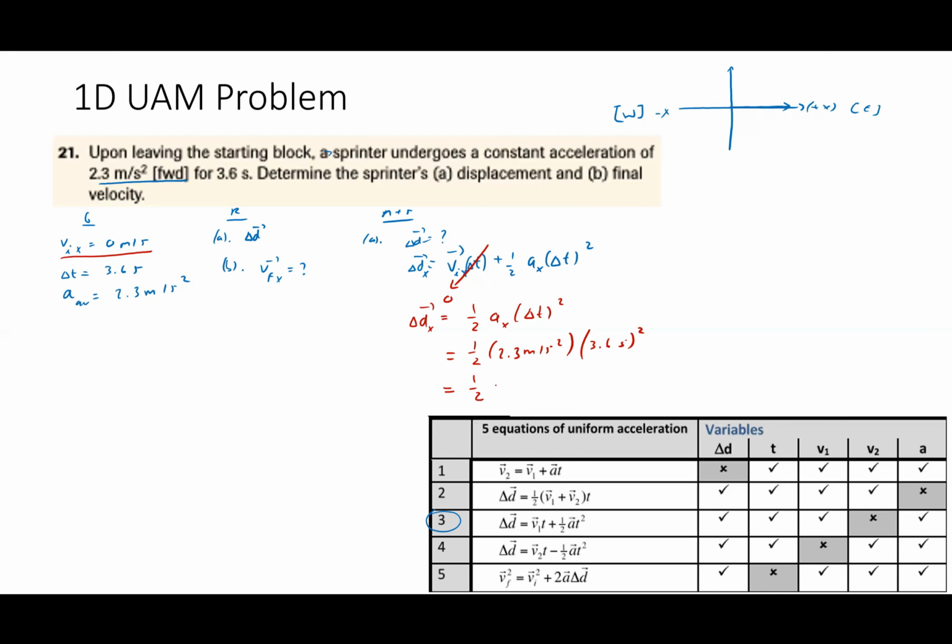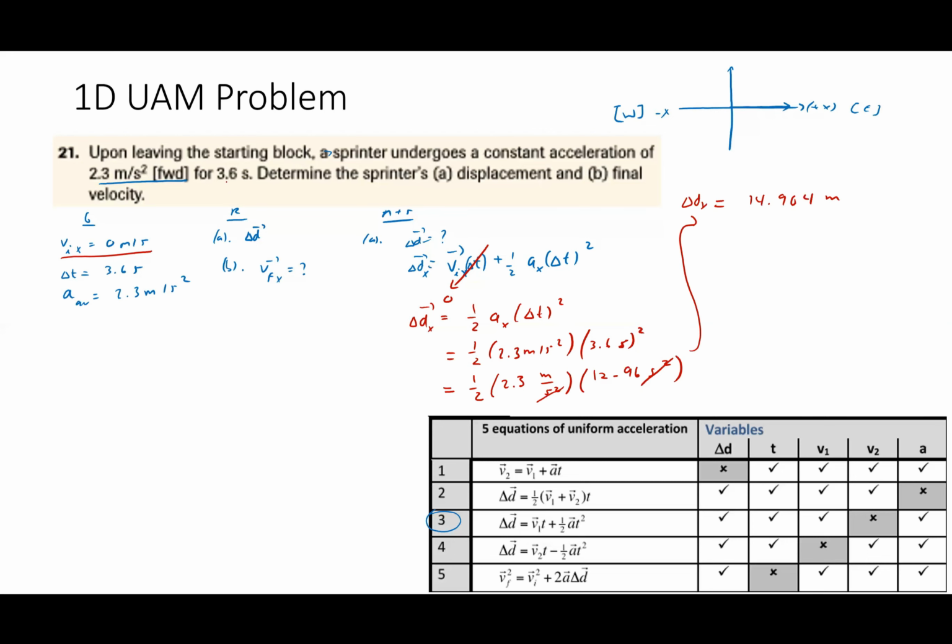And you can notice, if you look at the units, I'm going to slow this down just a little bit so you can see what happens. We can see that you get 12.96 seconds squared. That's me squaring 3.6 seconds. When you're multiplying these together, seconds squared divided by seconds squared cancels out, so you're left with meters. That's another indicator that you're doing it correctly. So 0.5 times 2.3 times 12.96 gave me 14.904 meters. So that's their displacement in those 3.6 seconds.